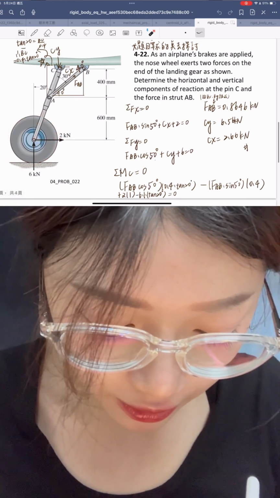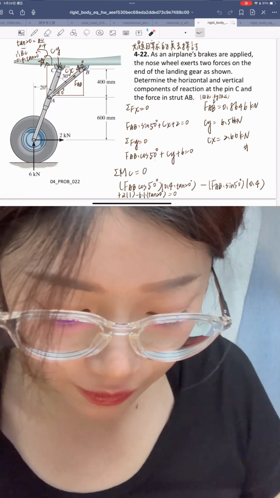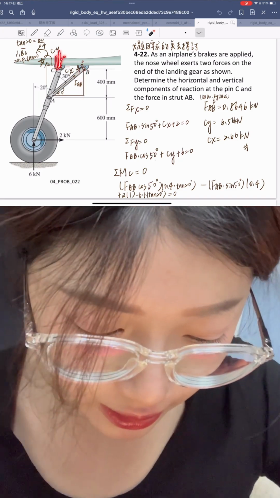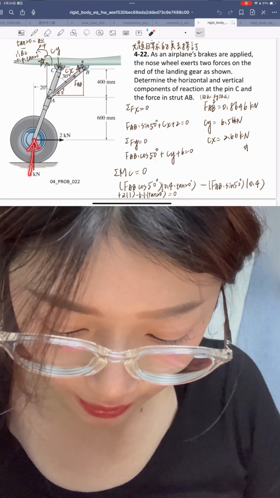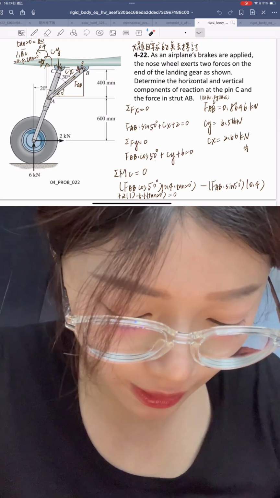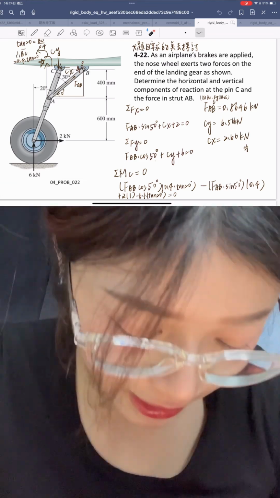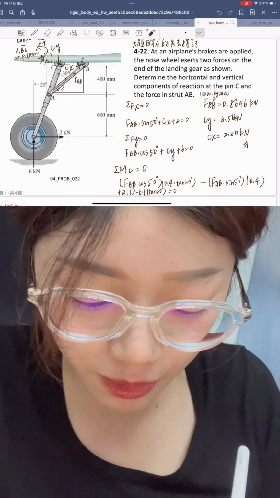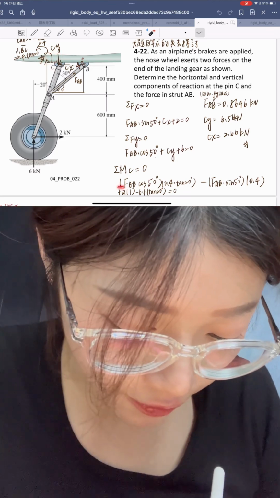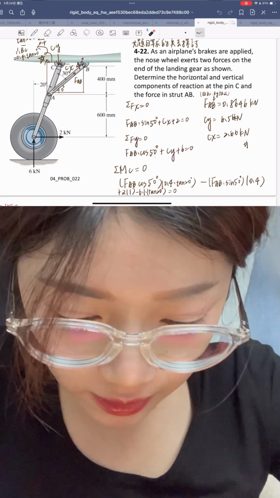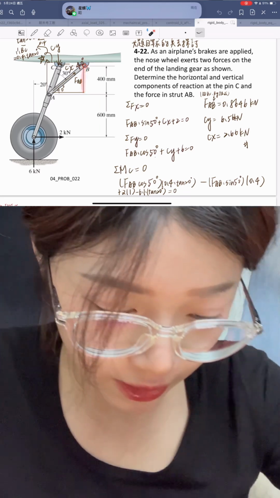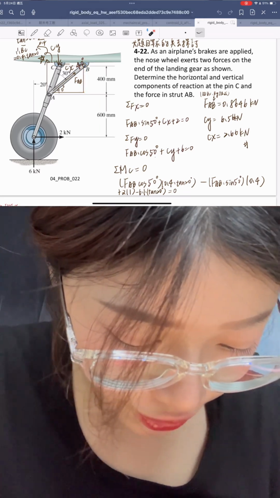And the next, we can know the force of y, and the same with the FAB with angle 50 here, and the CY, and here the 6 kilonewton. We don't know the FAB, FC, CX, and CY, so we have to calculate the moment of C here. And for the moment of C, we have the FAB for the cosine 50 here, and with the 0.4 and tangent 20 here.